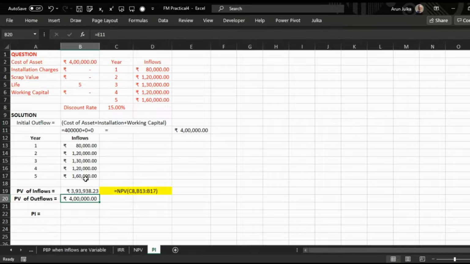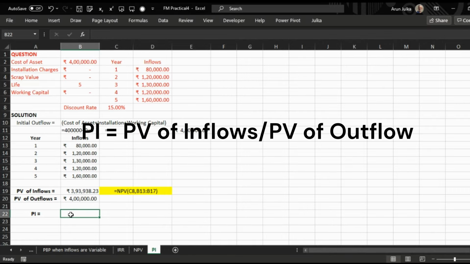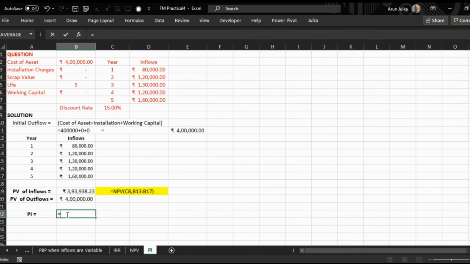As we know that profitability index is present value inflow divided by present value of outflow. So we'll use this formula: equal present value inflow divided by present value of outflow, and the answer is 0.98.